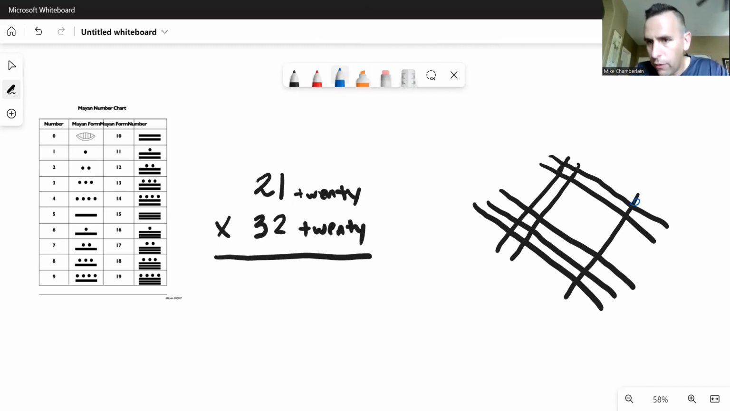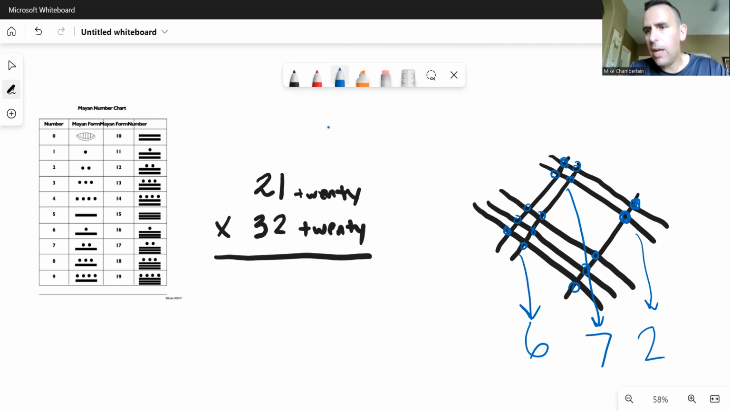Now, the ones to the very furthest right, there's 2 intersection points, so that would be a value of 2. In the middle here, we have 1, 2, 3, 4, 5, 6, 7. That would be a 7. And then lastly, we have 1, 2, 3, 4, 5, 6. Here, 6. So these two go here, and this one goes here. Our number would be 672 base 20. It would also work in base 10 as 672.